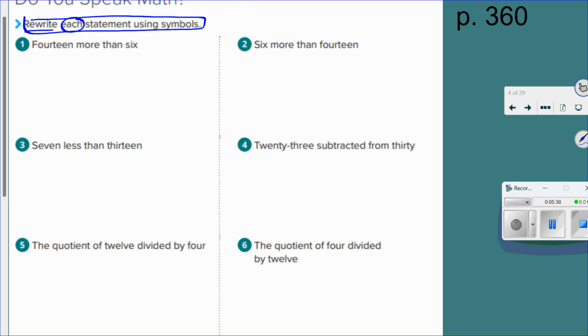So when I say 14 more than 6, what number actually comes first? 6. Because it's 14 more than that, right? So technically, if you wrote 14 plus 6, you would get the same answer. But the way this is written, this is what it should look like. Okay? Our second one is 6 more than 14. We changed our order, didn't we? So now it should be 6 more than 14.